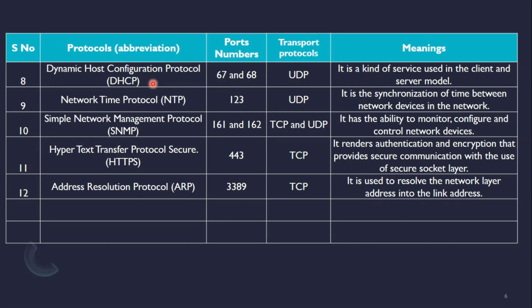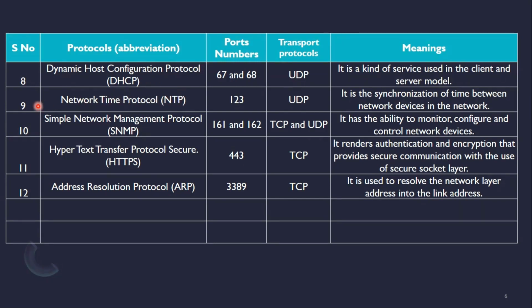So we can create a pool of IP addresses in the router. Once we finish the DHCP configuration, the IP address is assigned to the system using the DORA process: discover, offer, request, acknowledgement. From this process, the IP address gets assigned.